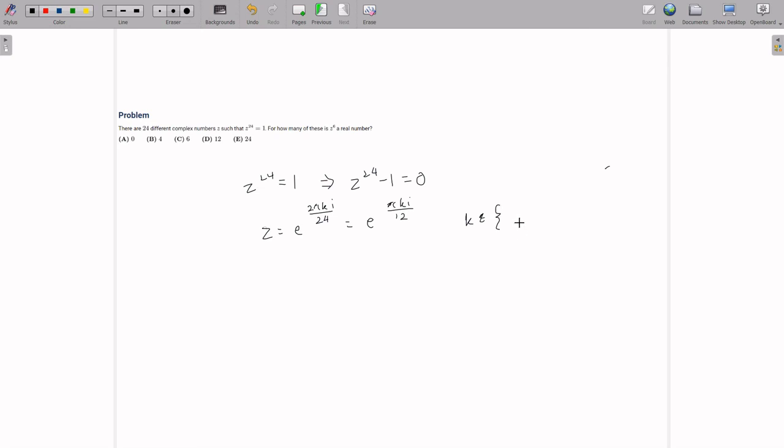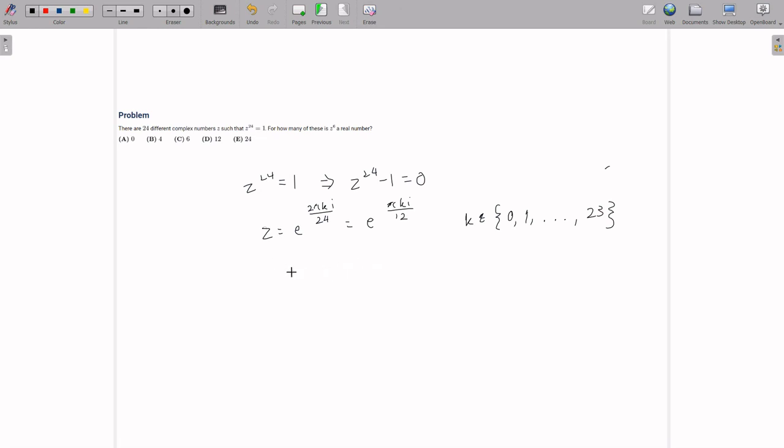Well, I know that I want to test 0, I want to test 1, and if we plug in 24 for k, then this will just become e to the 2 pi i, which is the same thing as e to the 0, so I'm only going to test up to 23 for the integers. These are all 24 values that k could take on. Otherwise, the other roots will not be unique. So we found all 24 roots just like that, and we need to find for how many of these is z to the 6th a real number.